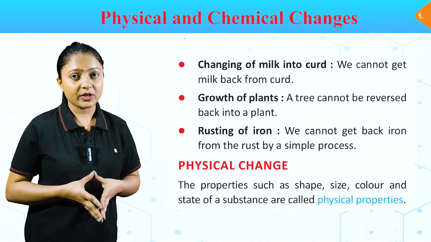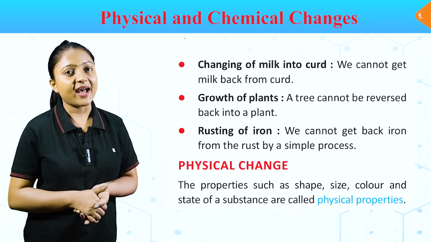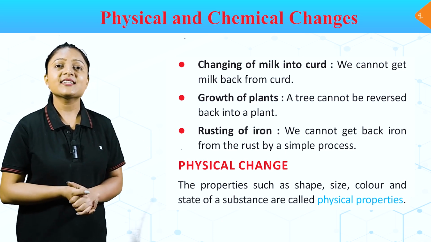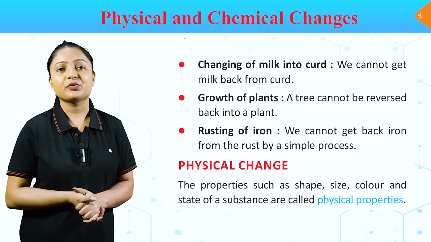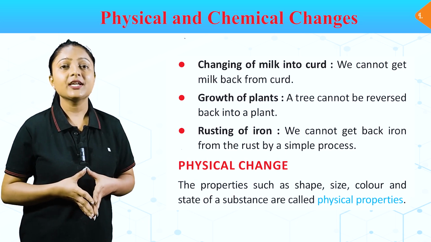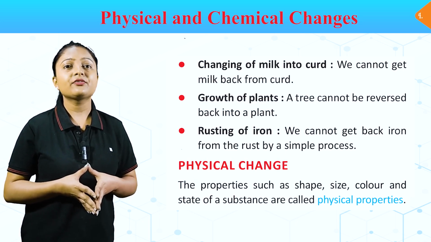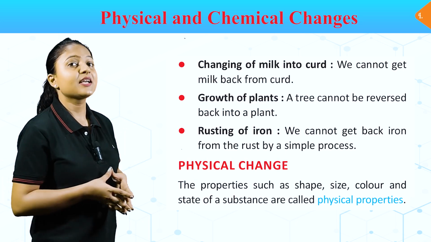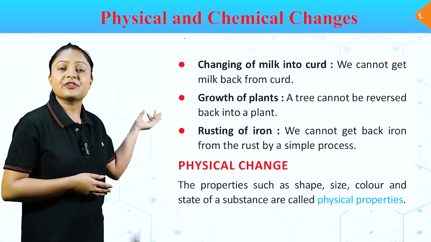Changing of milk into curd. We cannot get milk back from curd. Growth of plants. A tree cannot be reversed back into a plant. Rusting of iron. We cannot get back iron from rust by a simple process. Now let's see what is physical change.